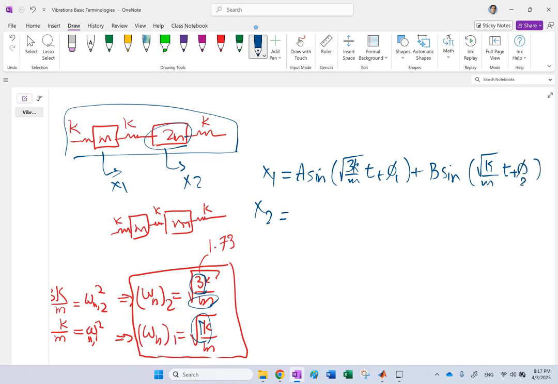Do you see? So there are two harmonics in them. There is not one harmonic in the response of this system. Both of these frequencies, they appear not only in x1, but also in x2. So x2 is going to be like c times sine of the exact same thing.